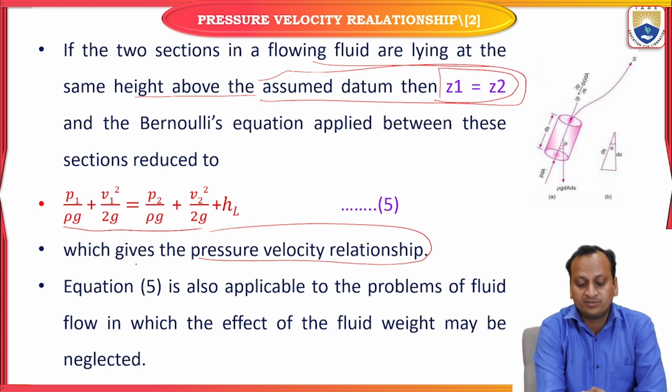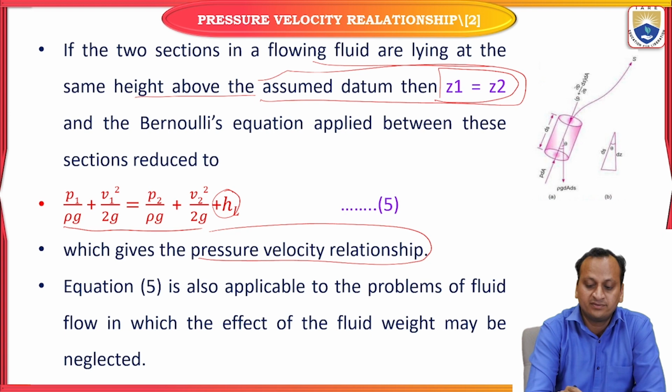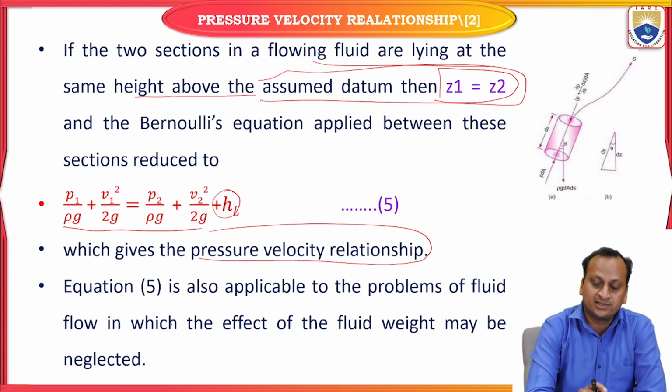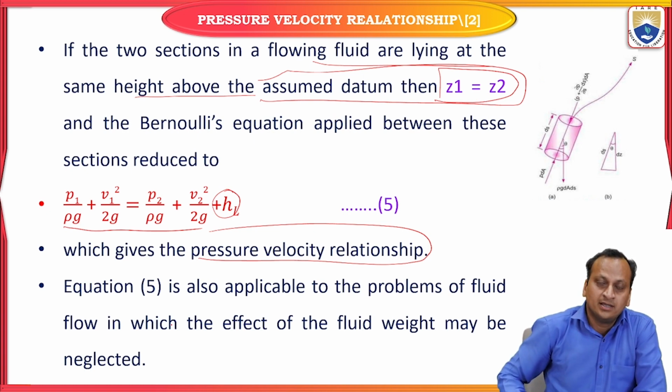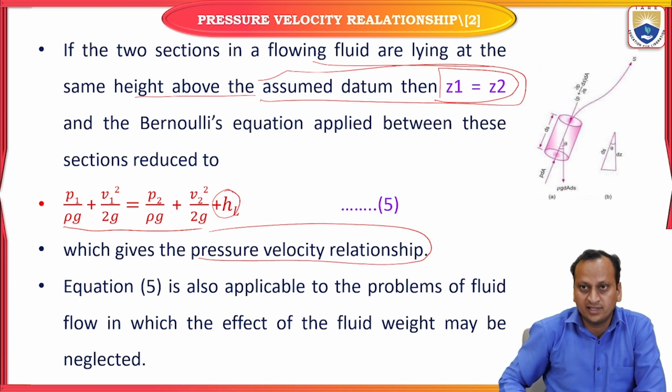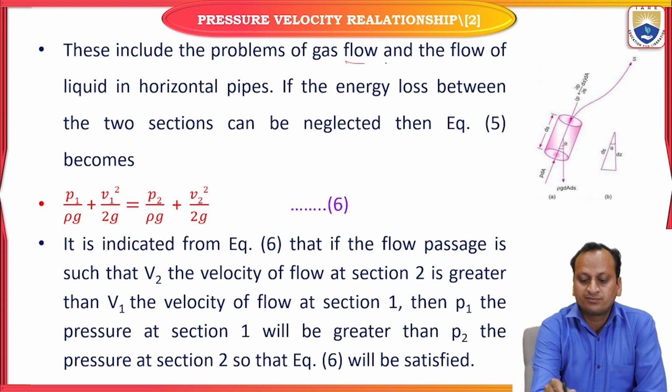From this relationship you can determine the unknown pressures or unknown velocities. Also, if the loss is given, as it is a real fluid, loss will be provided. Otherwise, you can calculate the losses. So from this Bernoulli's equation between two sections, we can determine unknown pressures or unknown velocities. This expression gives a relationship between pressure and velocity. These include the problems of gas flow and the flow of liquid in horizontal pipes.